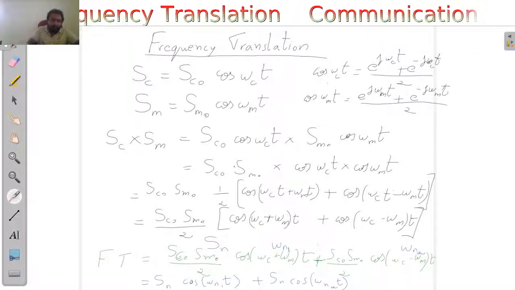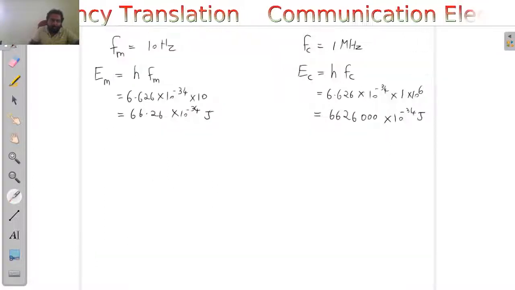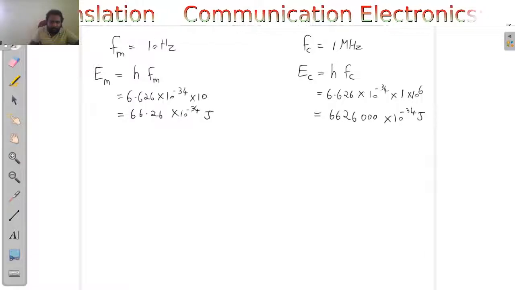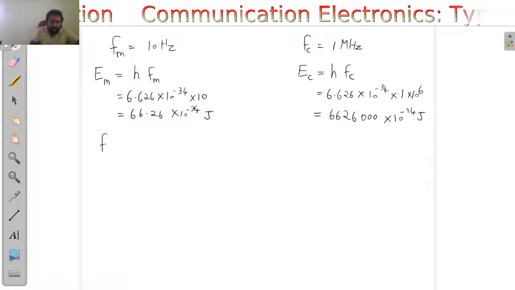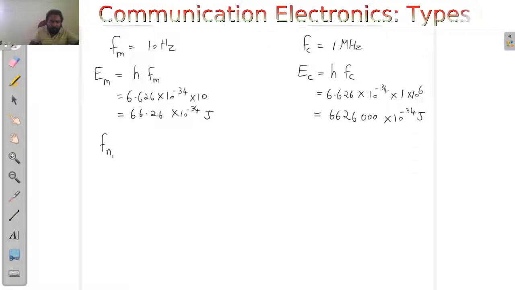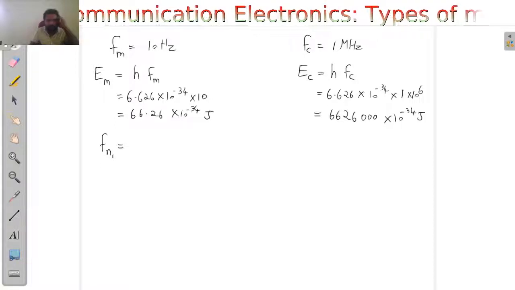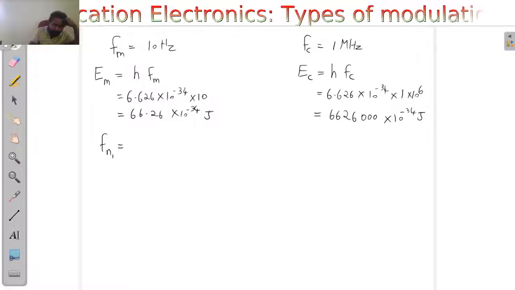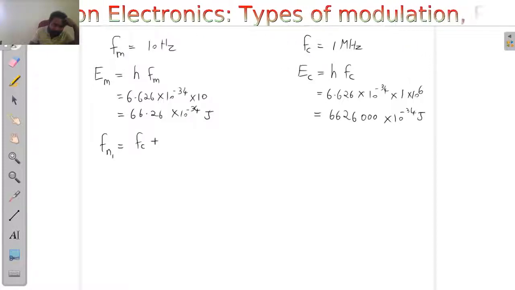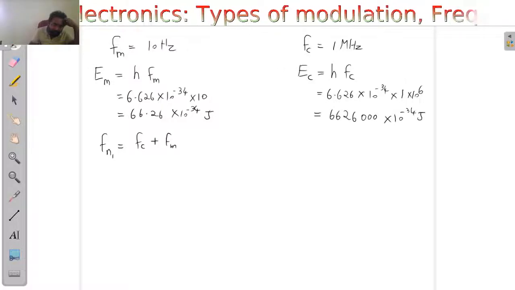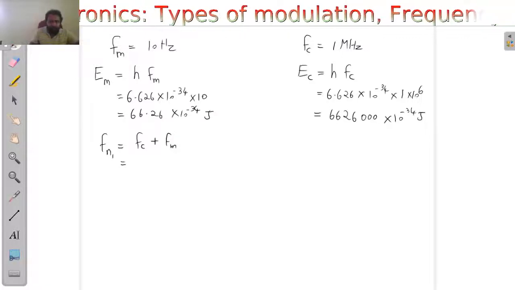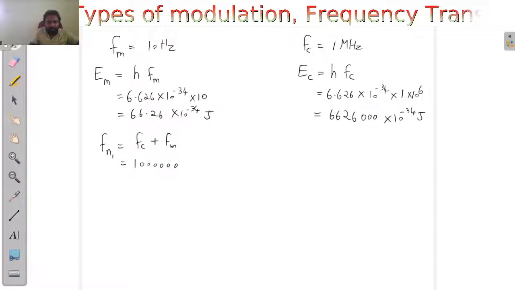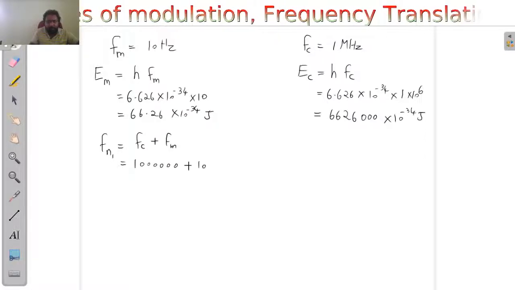That can be calculated. The energy in that can be calculated. Thus, our omega n1, that is Fn1, in linear frequency terms, is equal to the carrier frequency Fc plus Fm, which is equal to 1 megahertz, can be expanded like this: 1 followed by 6 zeros plus 10.